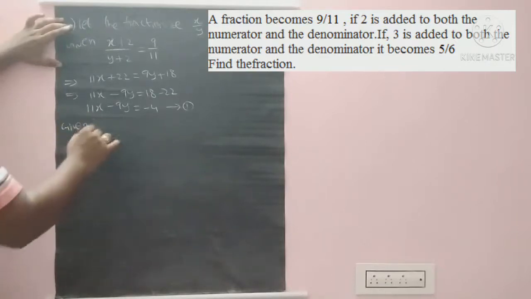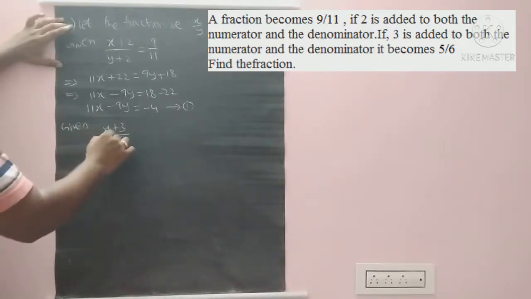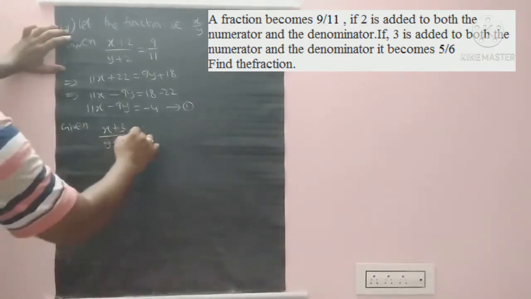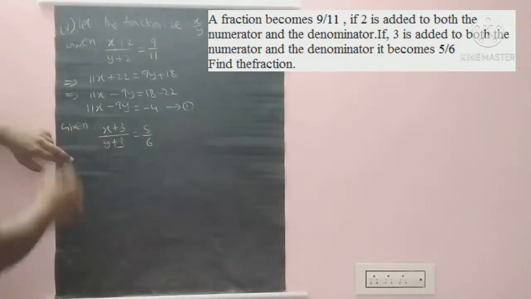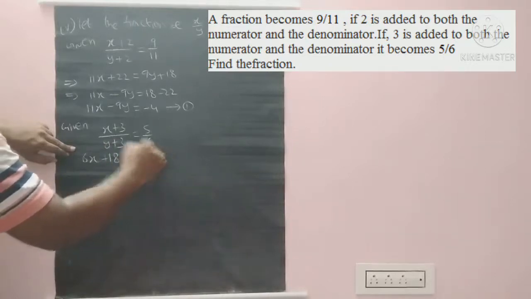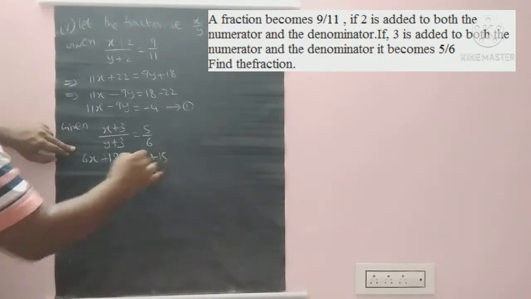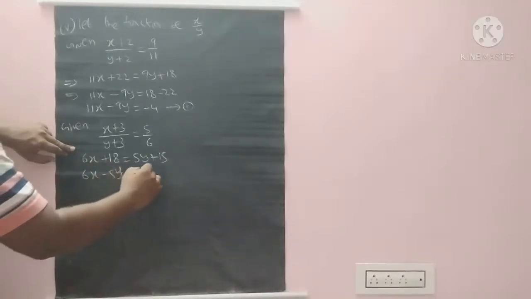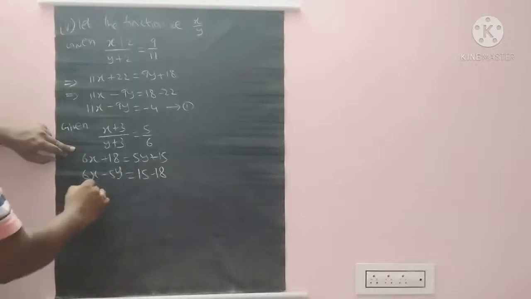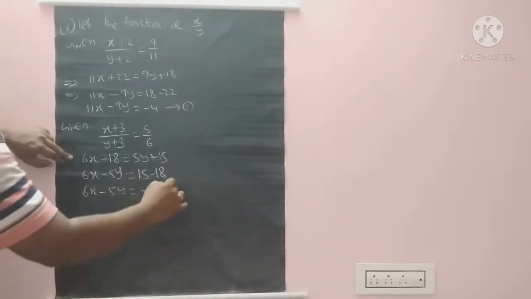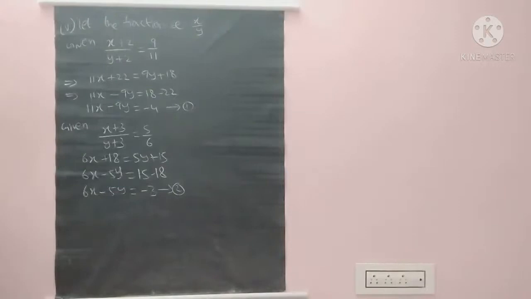So also given, if 3 is added to both numerator and denominator, it will become 5 by 6. On cross multiplication, 6x plus 18 equals 5y plus 15. So 6x minus 5y equals 15 minus 18. 6x minus 5y equals minus 3. Let it be 2.